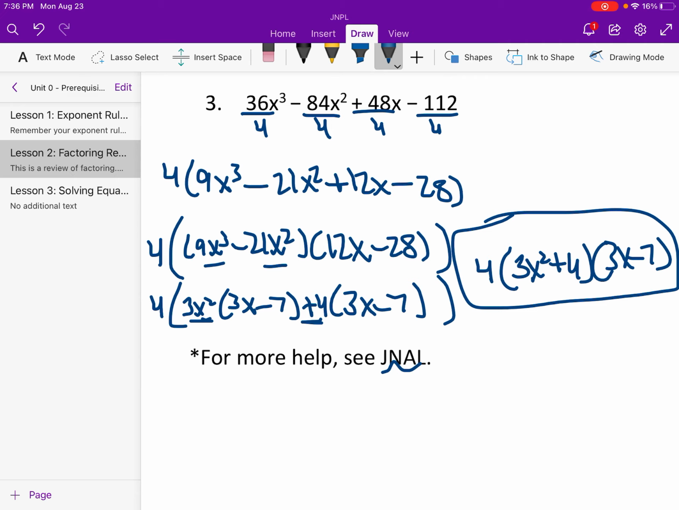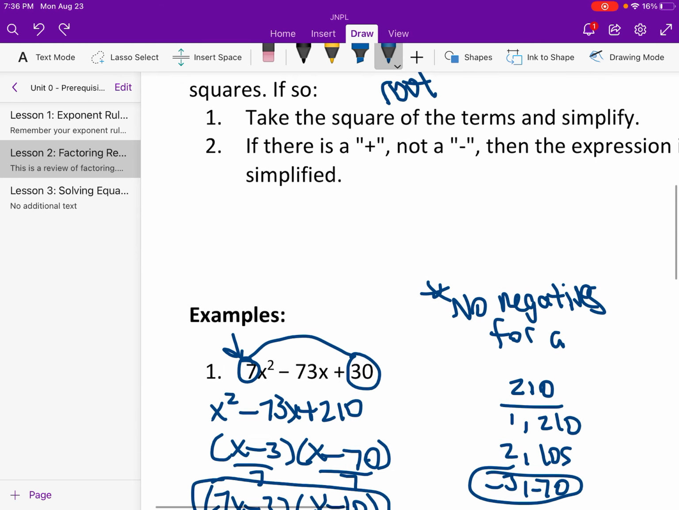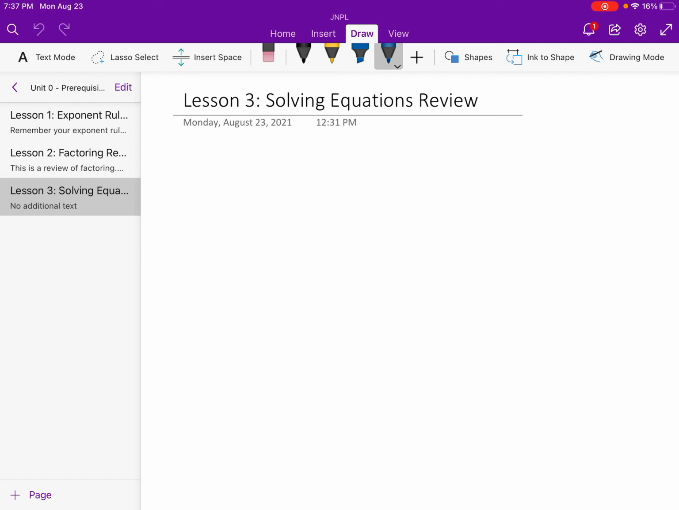So remember, if you need more help, go to Jacob Nash Algebra Lessons, or there are lots of other resources out there too. Hopefully that was a good review of factoring for you, and then we'll see solving equations review next.